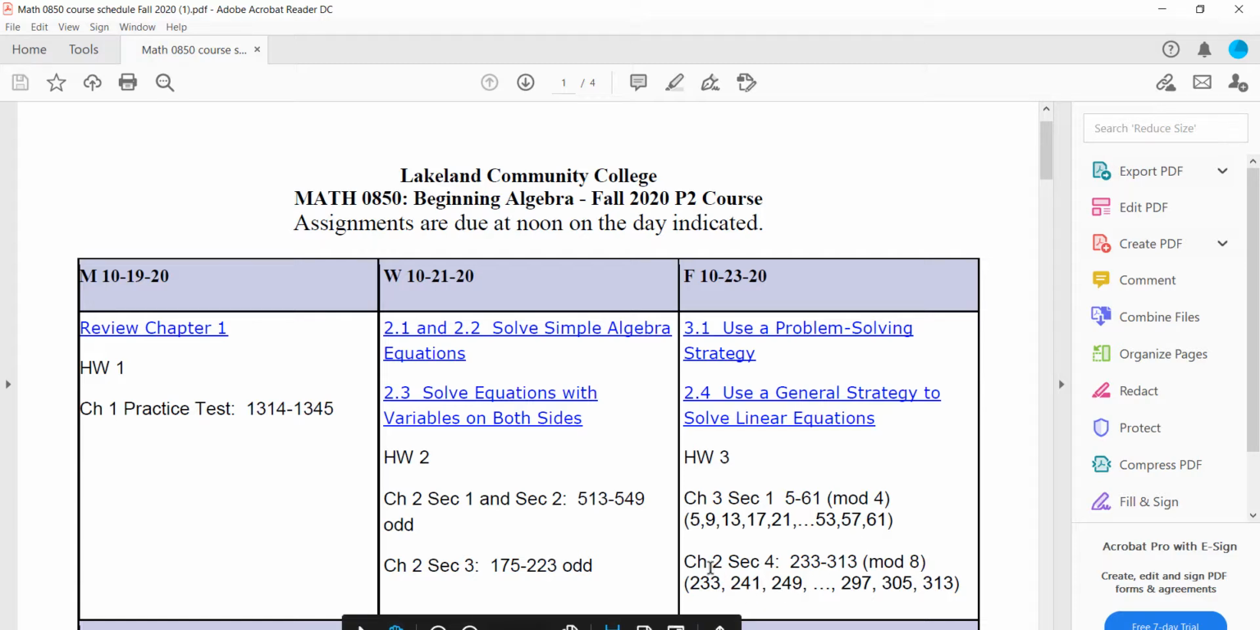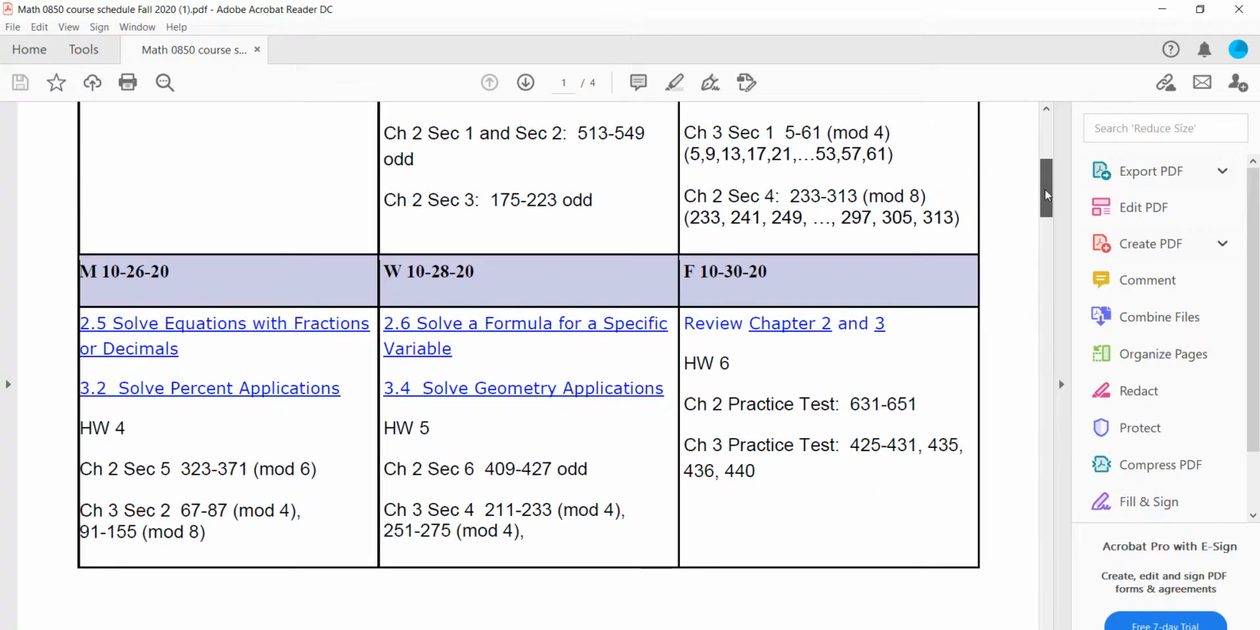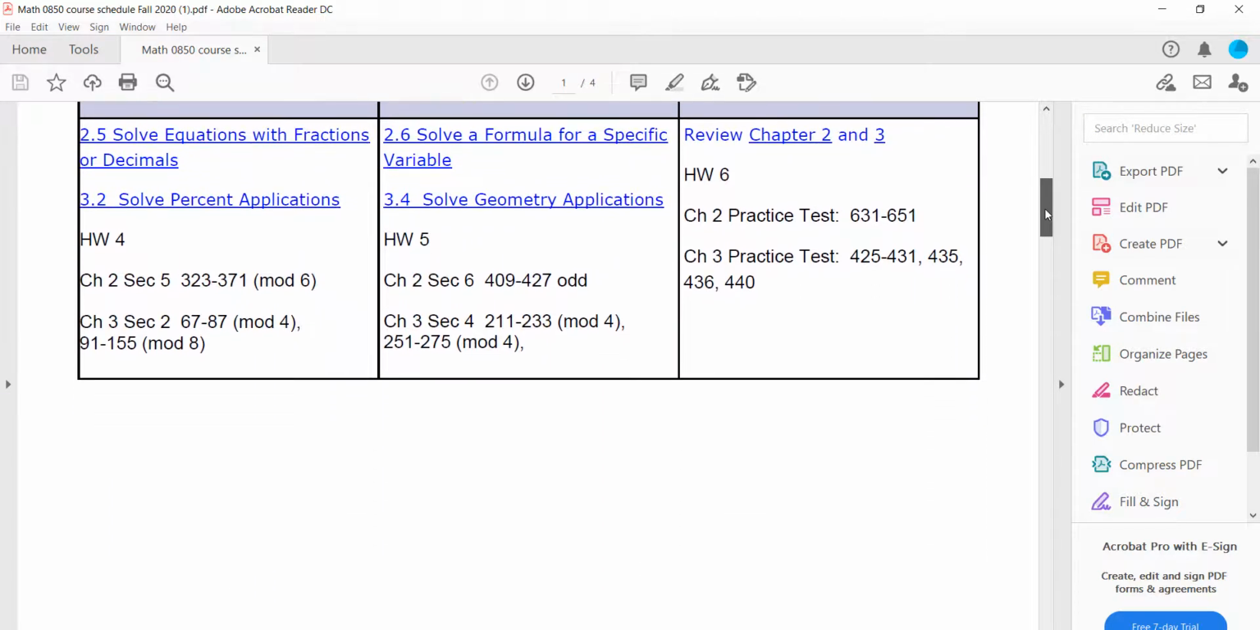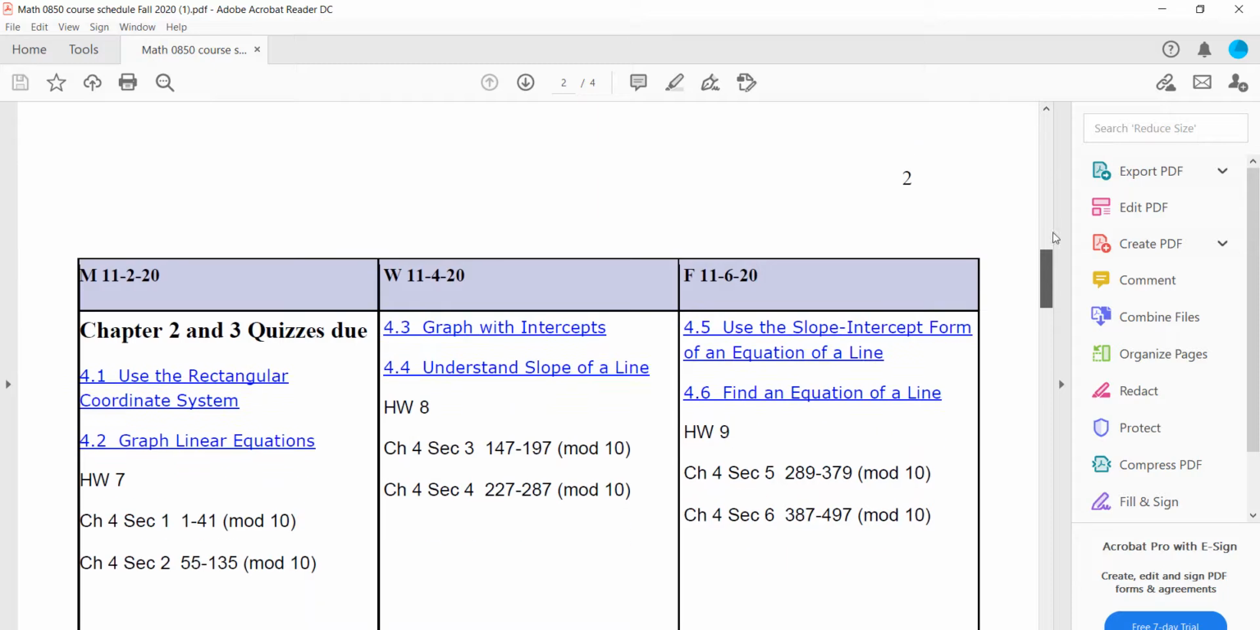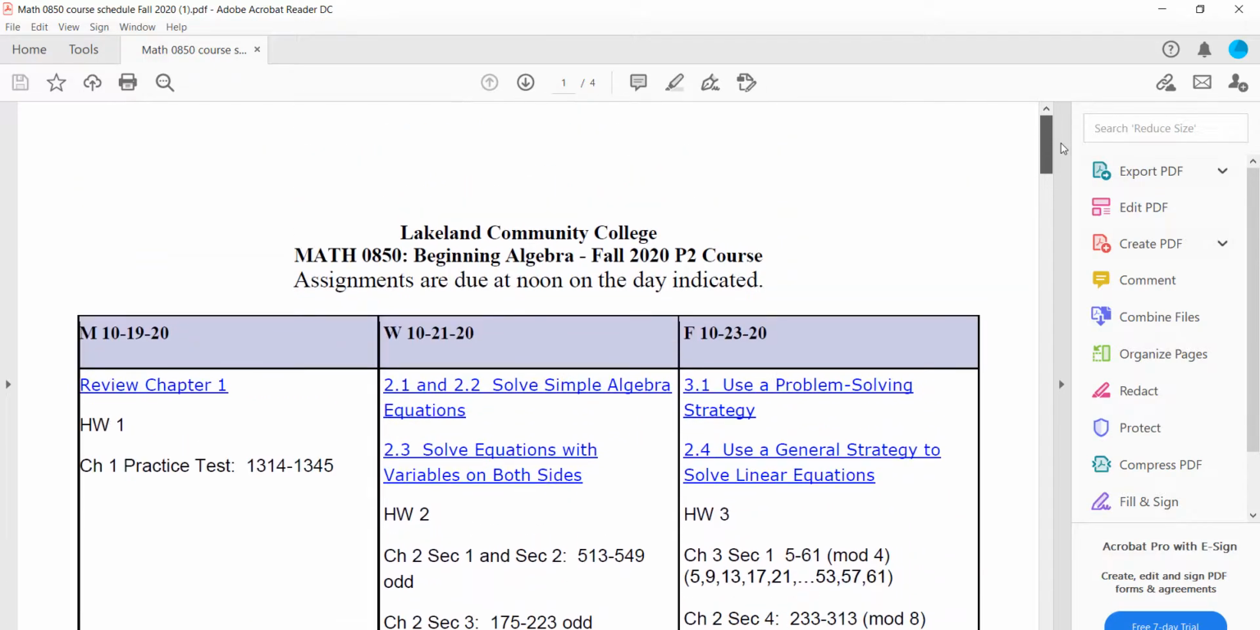And then here, chapter 2, section 4, I said do mod 8. So start with problem 233, and we're going to go all the way up to 313, counting by 8s. So if you add 8 to that, you get 241. If you add 8 to that, you get 249. So I hope you understand. I don't want you to do all the odd problems. We're just doing some of them for homework 3. And actually, many times I will say that as you work ahead. So I hope that makes sense.